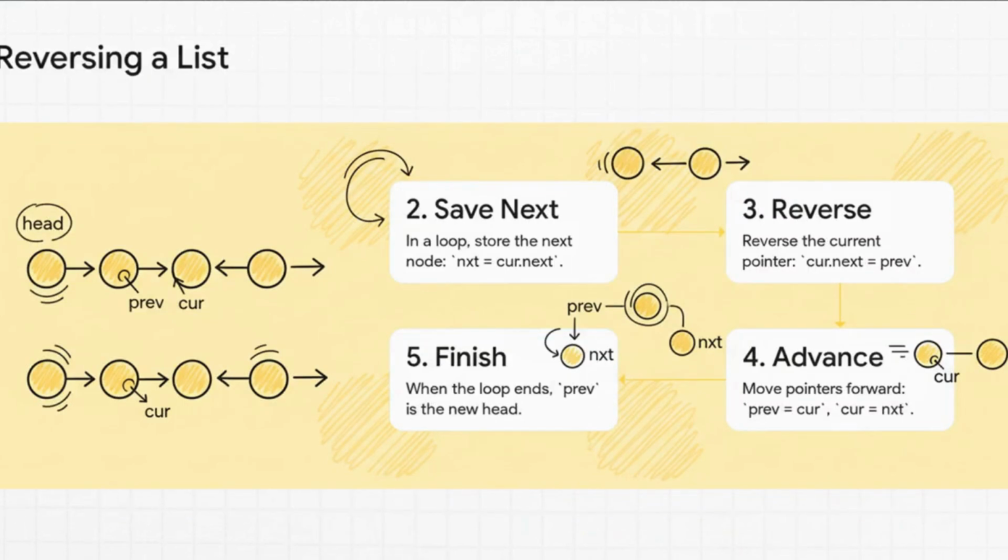So here's the recipe for that pointer juggling. You're going to loop through the list, one node at a time. And for every single node, you do this. First, you save a reference to the next node so you don't lose it. With that safe, you can now reverse the current node's pointer so it points backwards. Finally, you just scoot all your pointers one step forward. You just repeat that little sequence over and over, and when you get to the end, that previous pointer you were tracking, that's the new head of your perfectly reversed list.